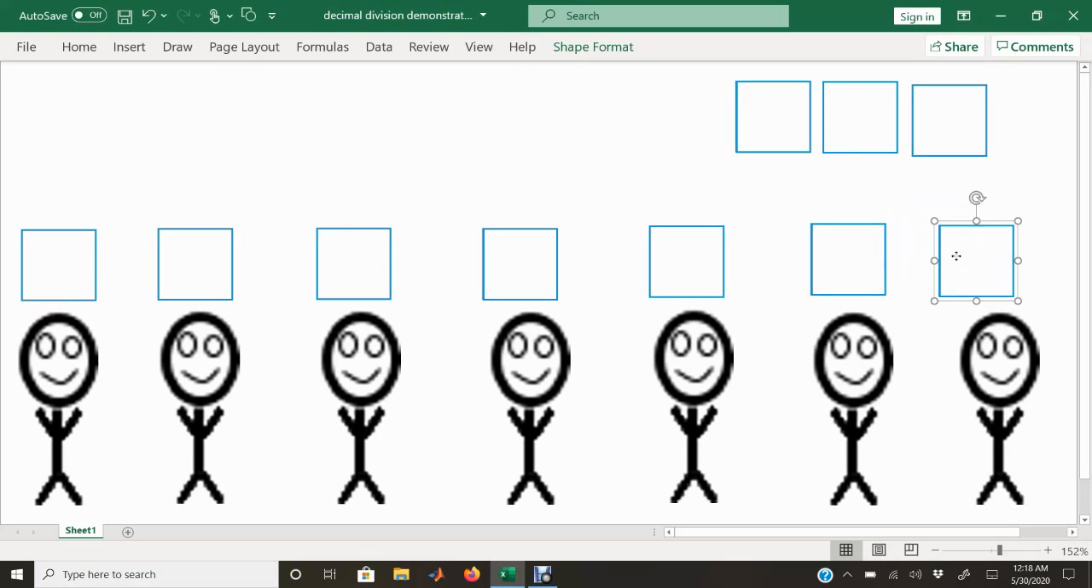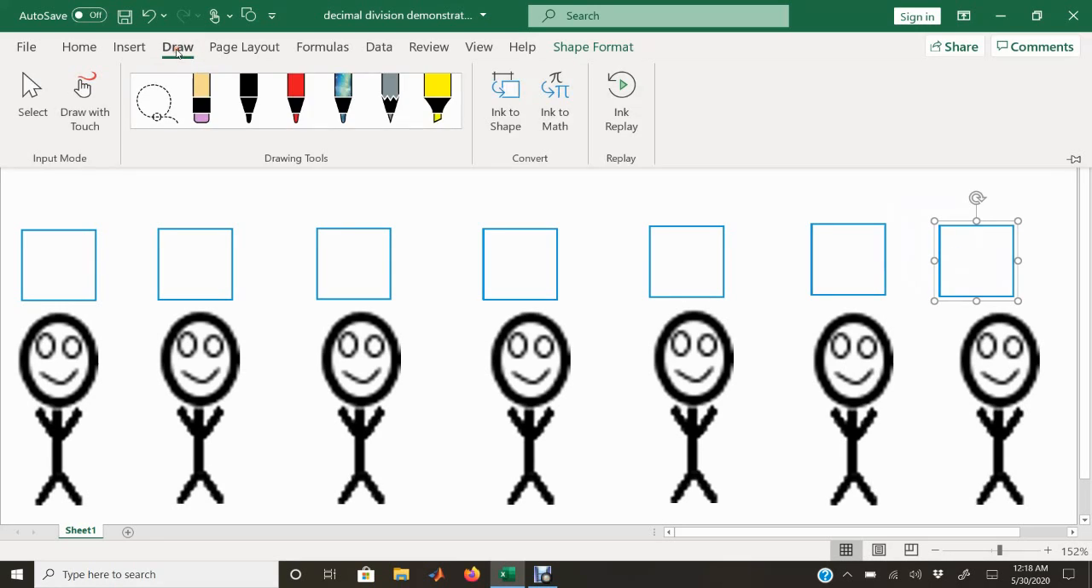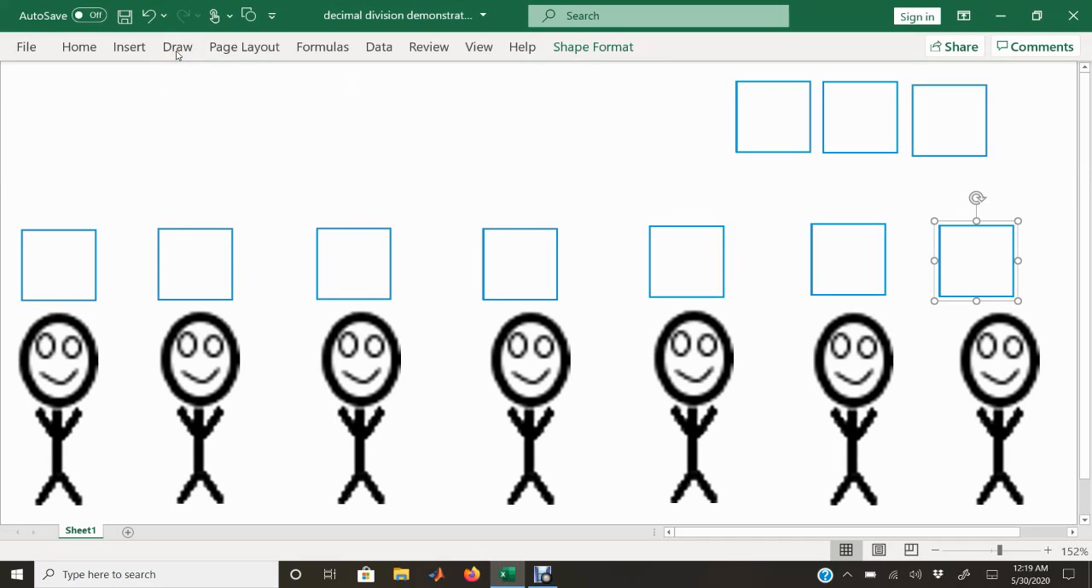You probably remember from math class, you are taking 10 things, you're dividing them among 7 people, and everybody has gotten 1 square, and you can see we've taken out 7, there are 3 left over.